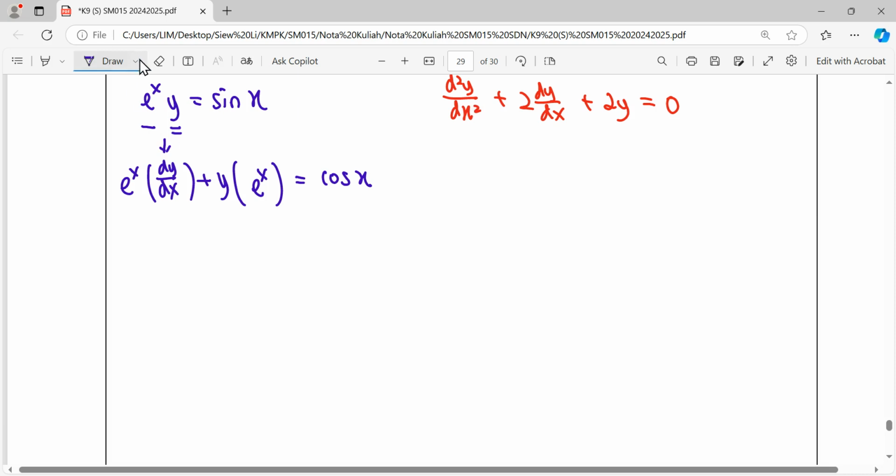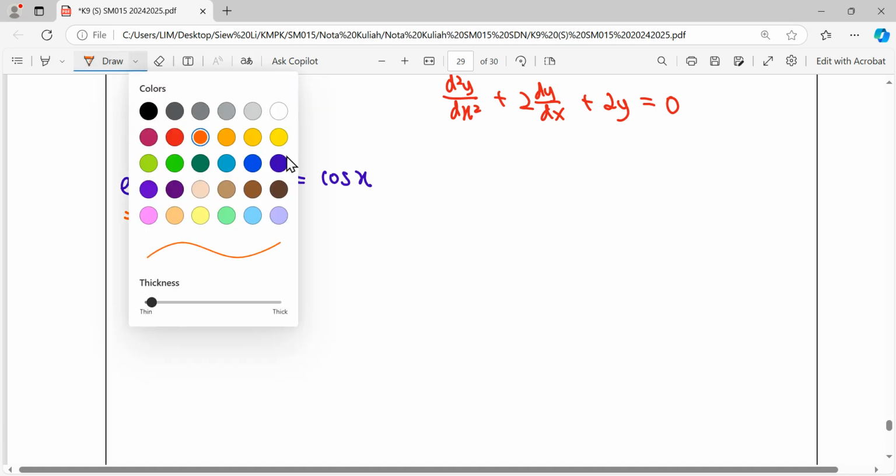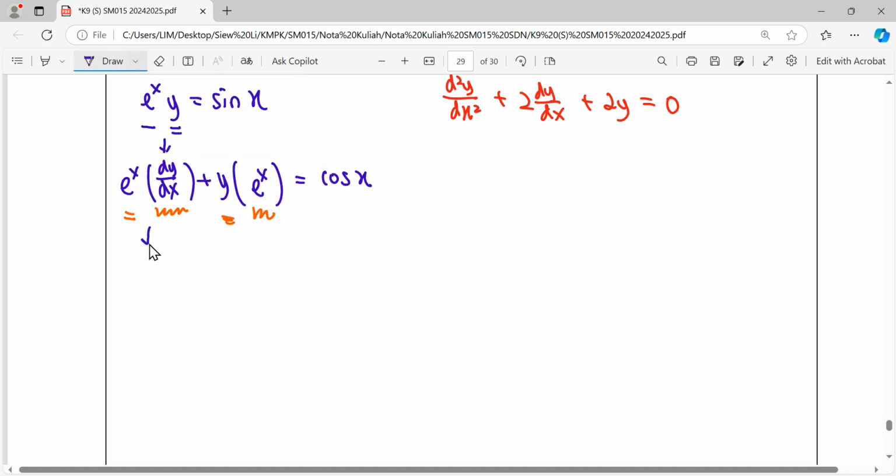To differentiate again, observe our terms. We have e^x multiplied with dy/dx. Product rule, since we have two functions together. And then for this next term, y times e^x also multiplies two functions together, so also product rule. We differentiate the first term first. Product rule for this term: copy the front, differentiate the back; copy the back, differentiate the front.